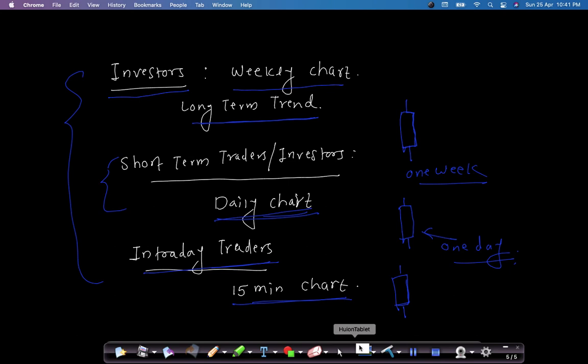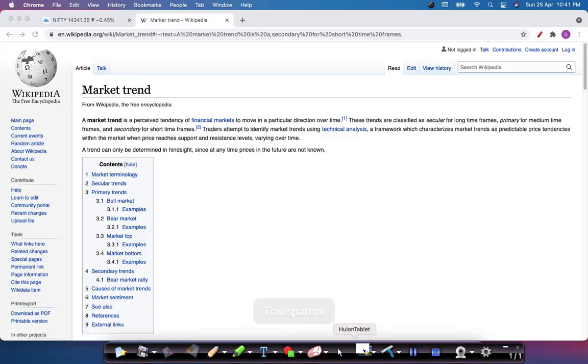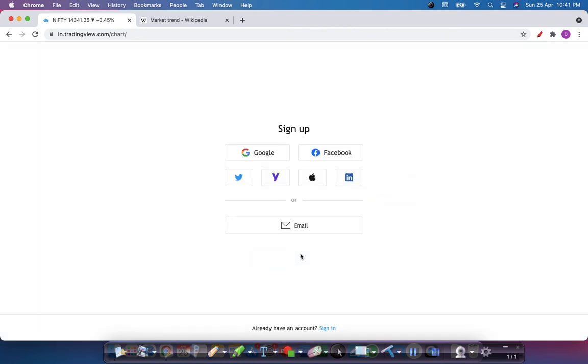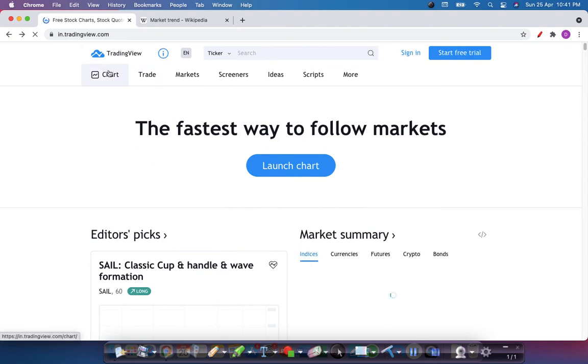So let us take an example. Let us look at, so here we are in TradingView.